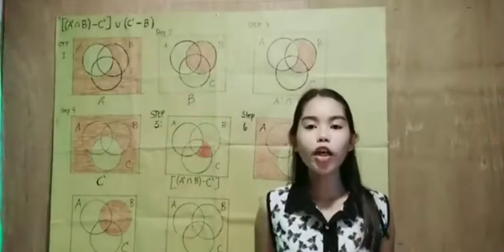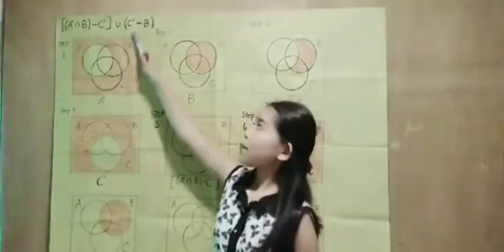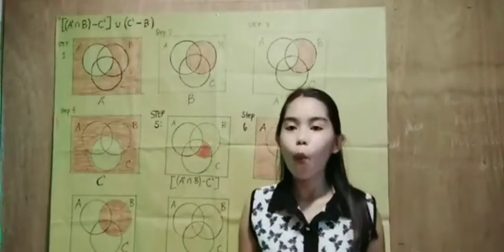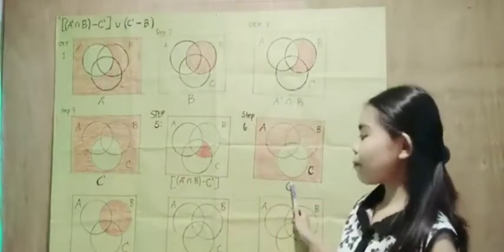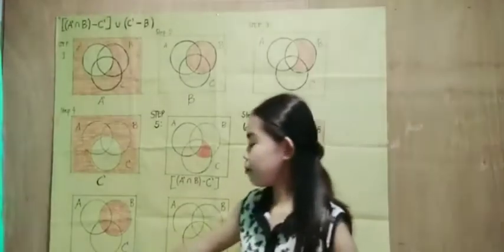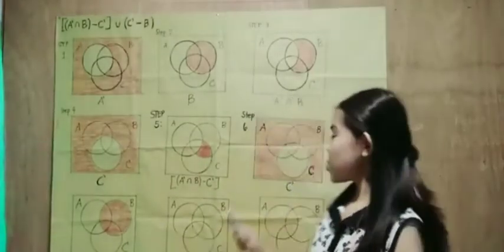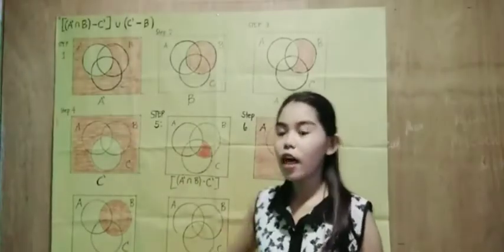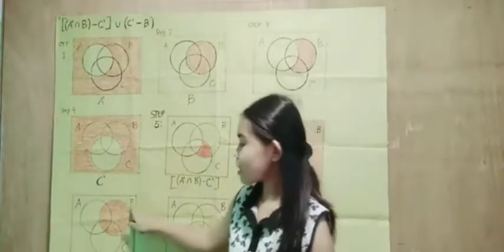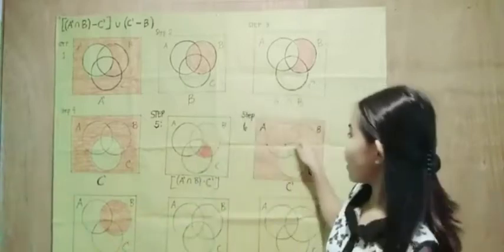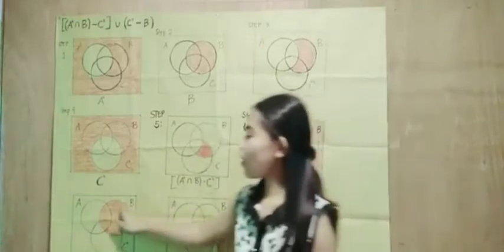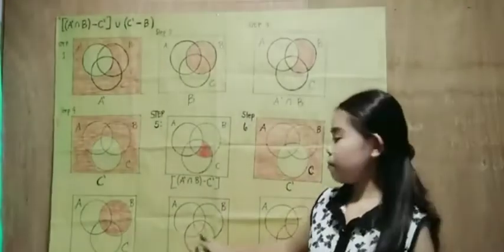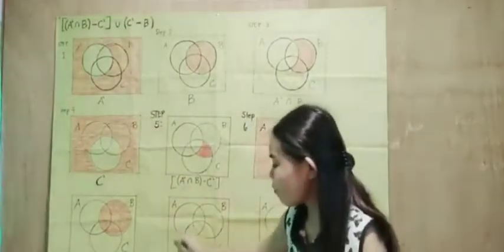So for now, we are going to find C prime minus B. So for that, we are going to evaluate what is in C prime that we cannot see in B. So what is the shaded area in C prime that is not shaded in B? So that means this area. So this area is shaded here, and here it is not. So this is our C prime minus B. So we will shade this Venn diagram.